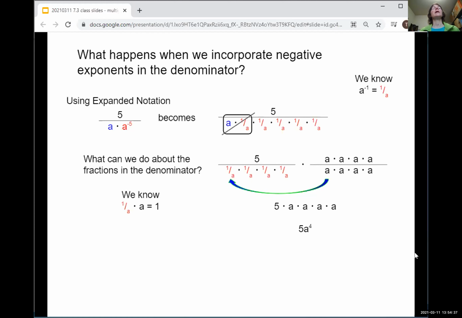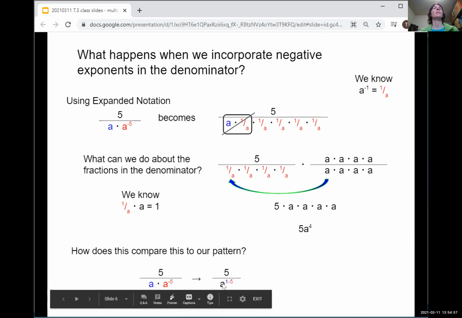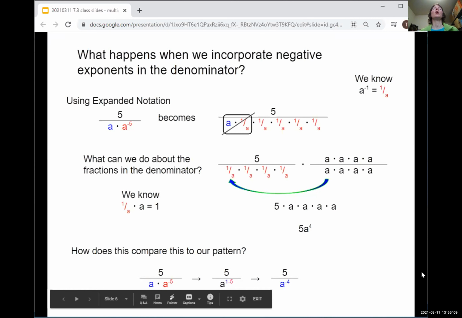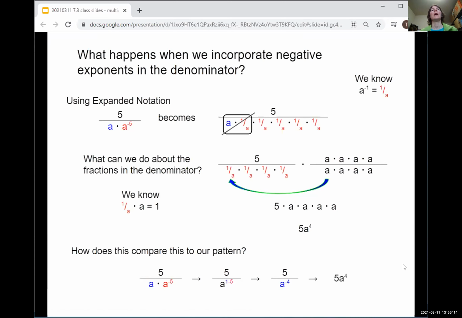Okay, so let's look at it. If we think about the pattern we've been talking about, could we get to the same place applying that pattern? So we have 5/a times a to the 5th. And then look, if we do our exponents and we add them, we had a 1 on the blue one and a -5 on the red one, and we add them together, and we get 5a to the -4th. And we know that a to the -4th, if we bring that up, becomes positive, and it looks like that.